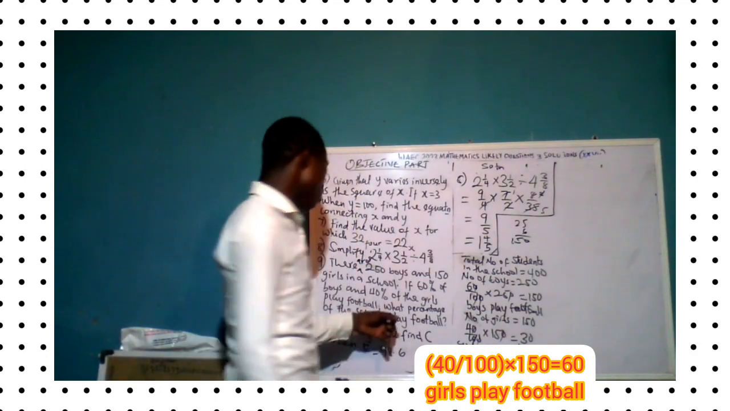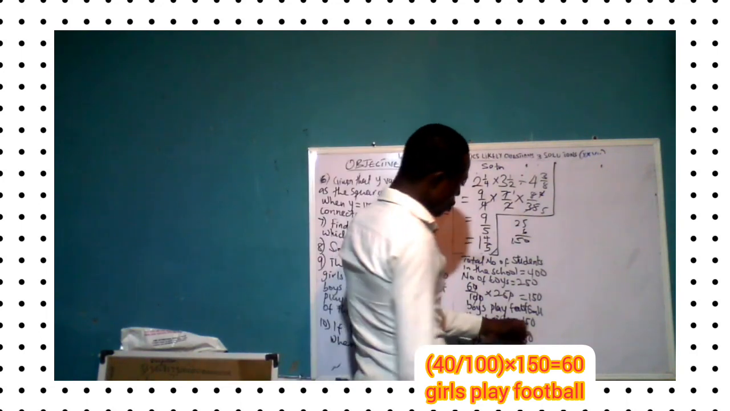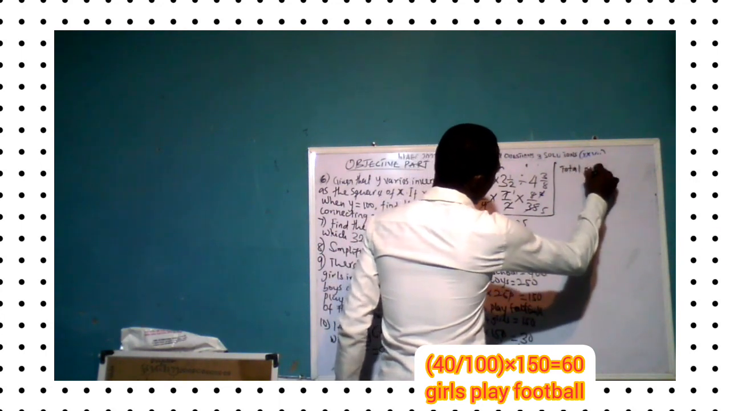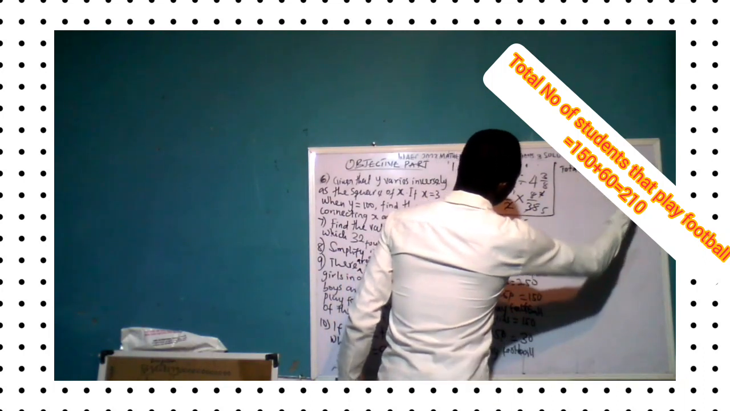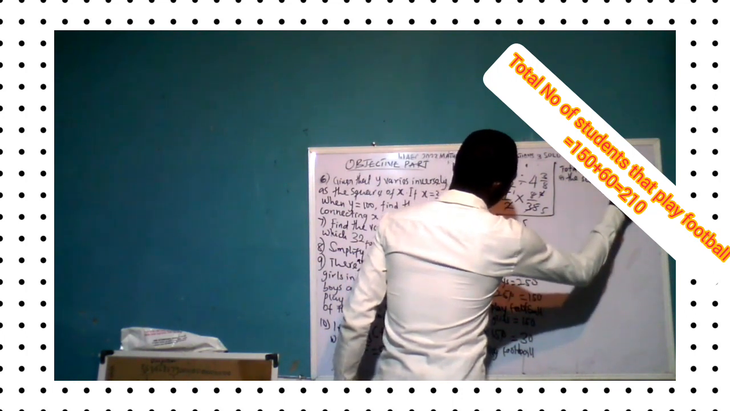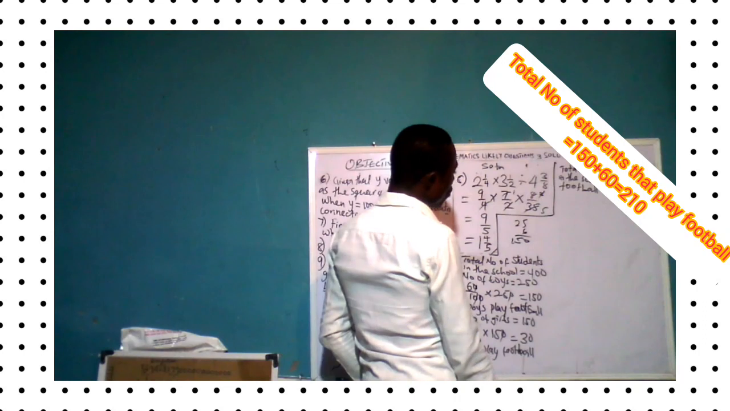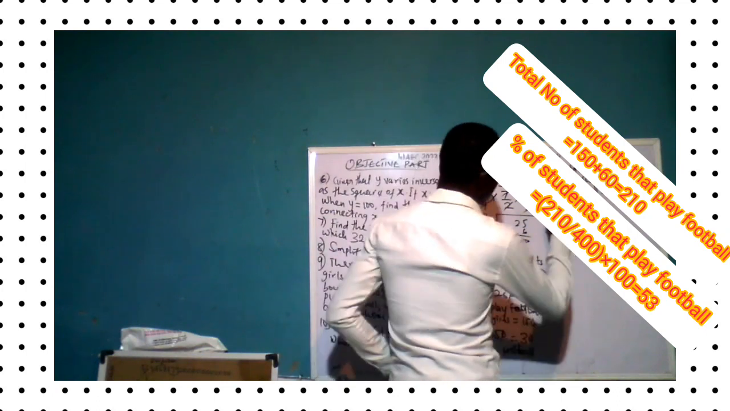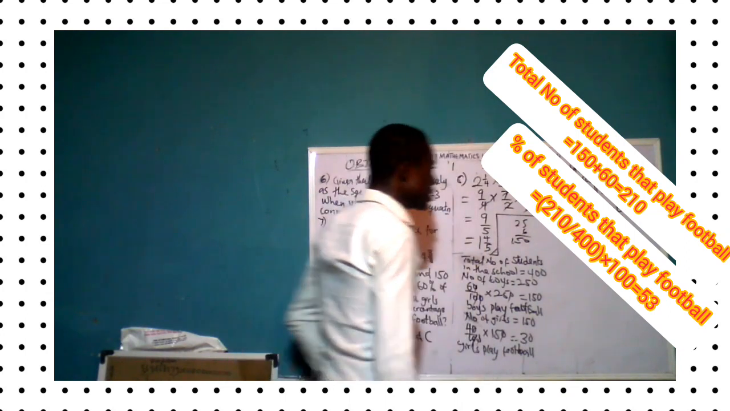Now, moving from here, we are asked to find the percentage of the school that play football. Now, that is the total number of students that play football, 150 plus what? So you have the total number of students in the school that play football. The total number of students in the school is equal to 400. So therefore, multiply by 100 over 1 will give you the percentage of students that play football in the school.